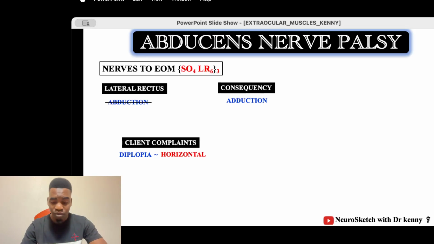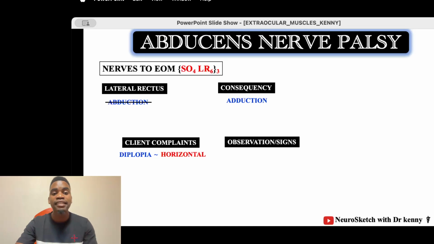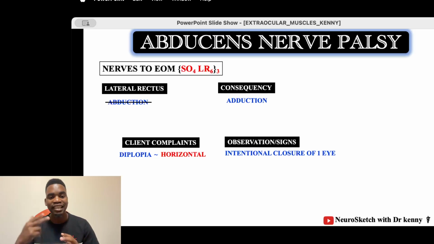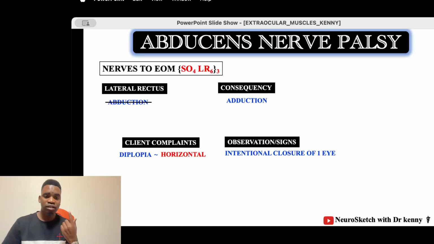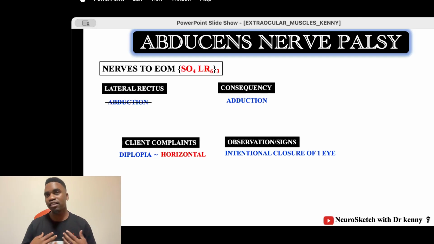So as a clinician, what will you see in this patient? Number one, the patient can come to you with intentional closure of one eye. And remember, the intentional closure of one eye is intended to avoid diplopia, to avoid double vision. If I close the affected eye, then I get only one vision. So that's perfect to me. I mean, it's not perfect, but it corrects, because double vision is so disturbing, and they are trying their best to avoid it.